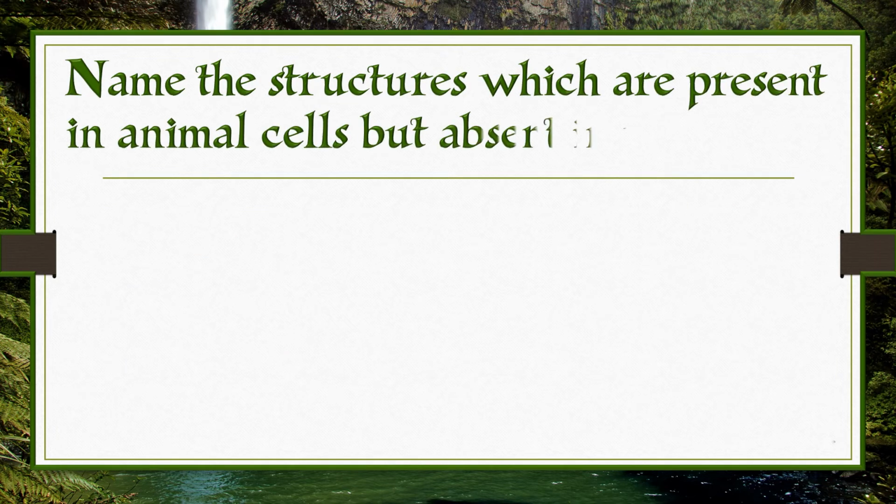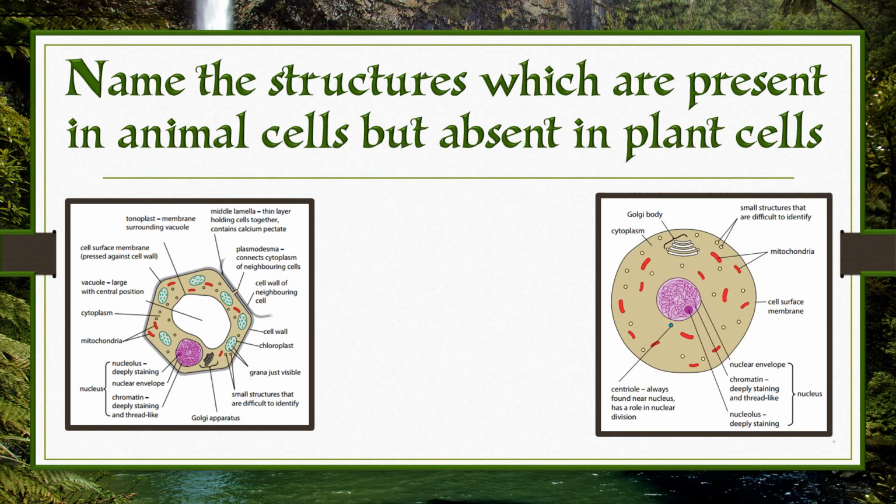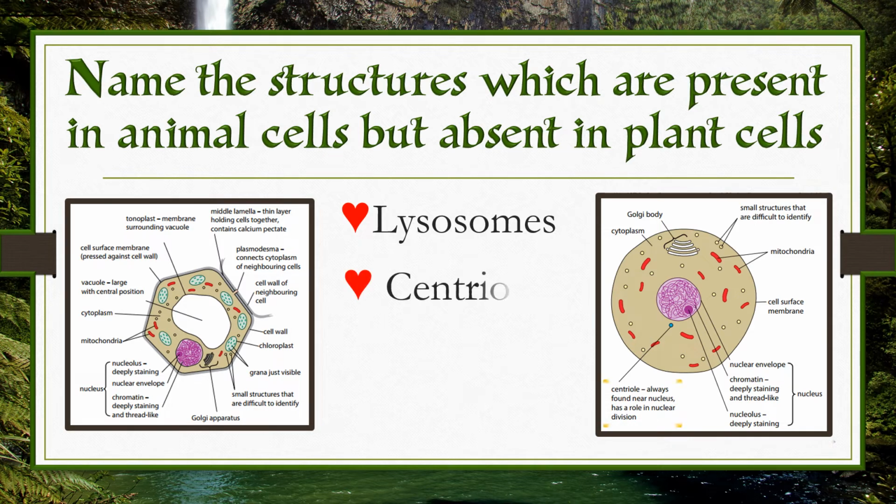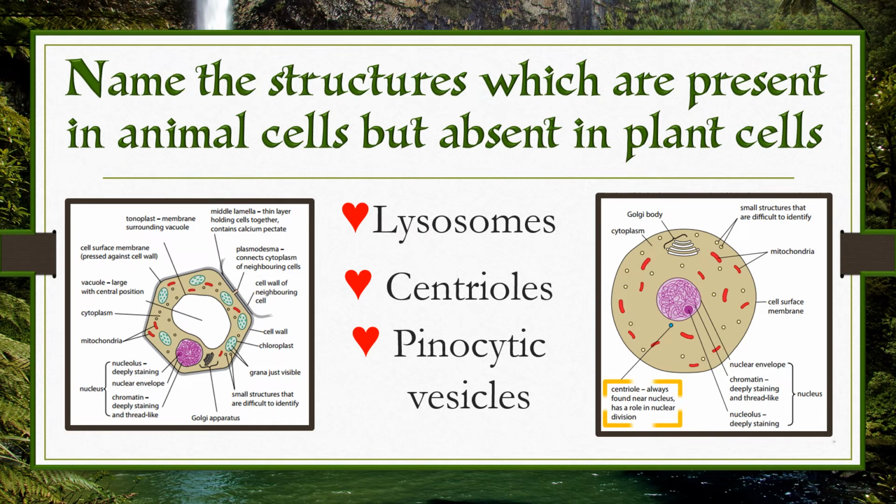Name the structures which are present in animal cells but absent in plant cells. We have the lysosomes, centrioles, and pinocytic vesicles.